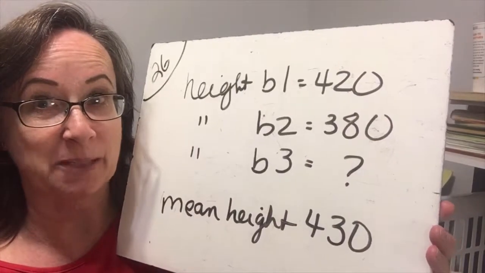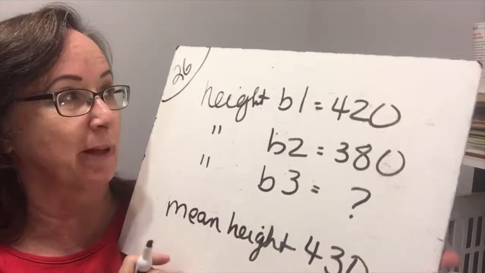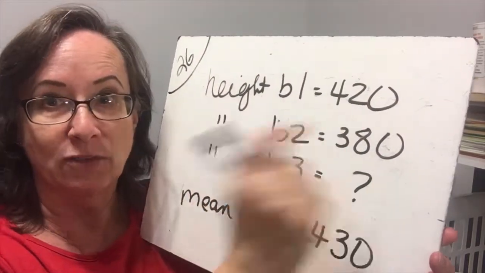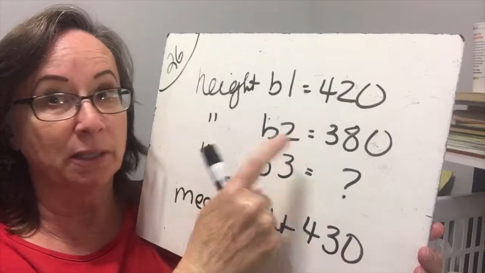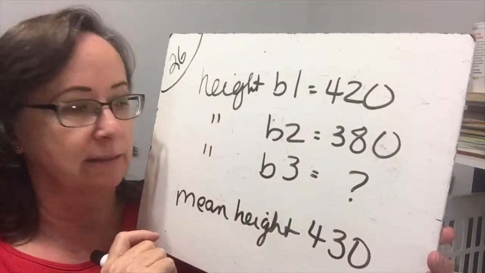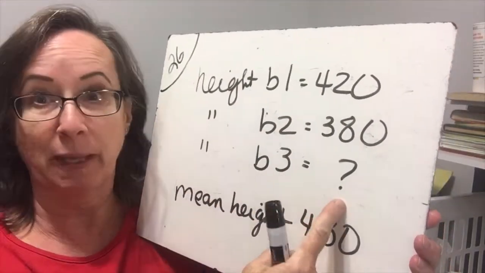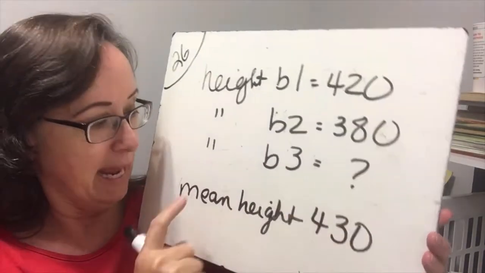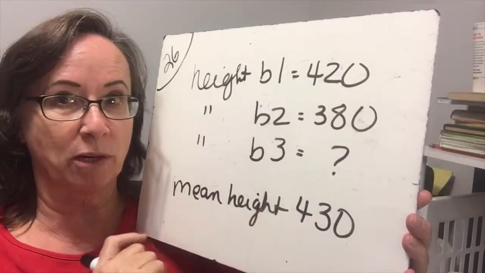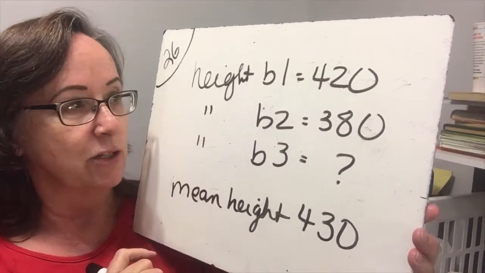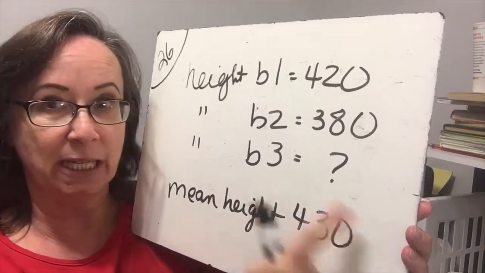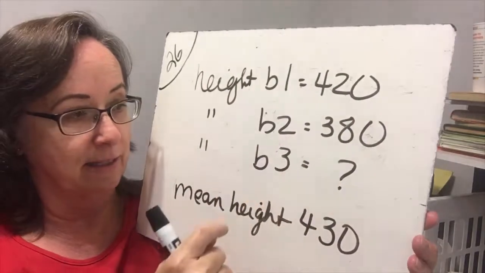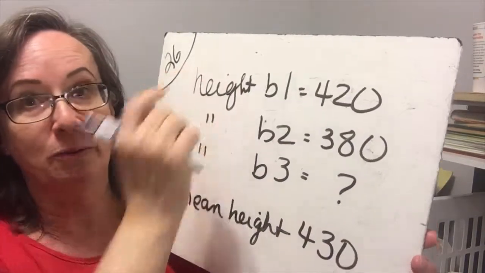Okay, here's your practice problem. You only have one practice problem on this lesson. So we have height of building 1 is 420. We have the height of building 2 was 380. The height of building 3 is a big mystery. That's a question mark. You have to figure that one out. And the mean height is 430. So remember that the mean height is the total of all of these heights divided by 1, 2, 3.